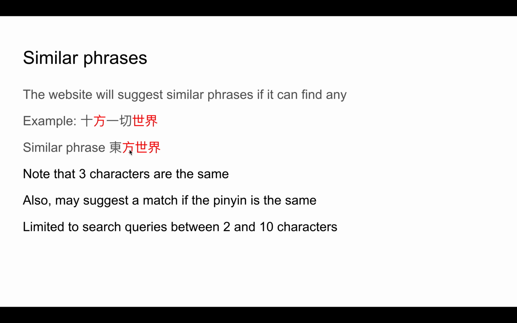十方世界, 东方世界, it selects it because there are 3 characters in common here. Here we had 十方一切世界, and you notice that there are 3 characters in common with 东方世界, so it selects it as a likely similar phrase. And in general, it will select phrases where it has about 3 or more characters in common, and it only suggests phrases that are between 2 and 10 characters long, and only suggests a maximum of 3 just because it's not entirely sure if those phrases will be relevant to you, so that it's limited.